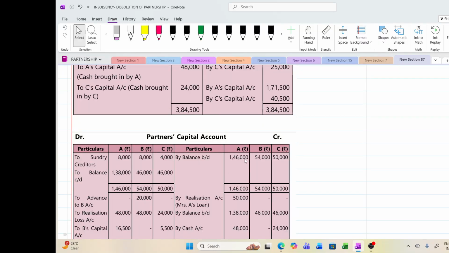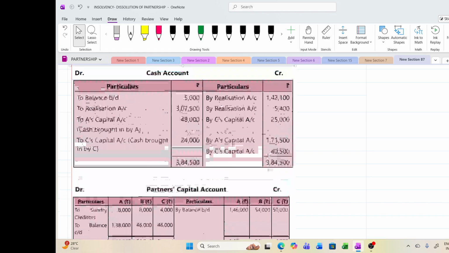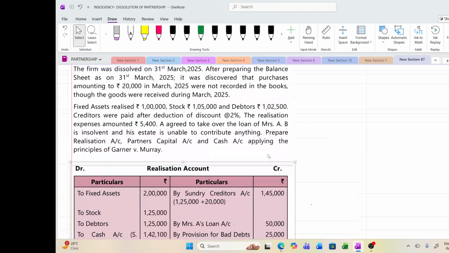We have to write the opening balance and debit it with that excess profit transferred on 31 March. Okay. So the actual balance is 1,38,000, 46,000 and 46,000. And the advance is debited here. Okay. Now we are going to read the next point.